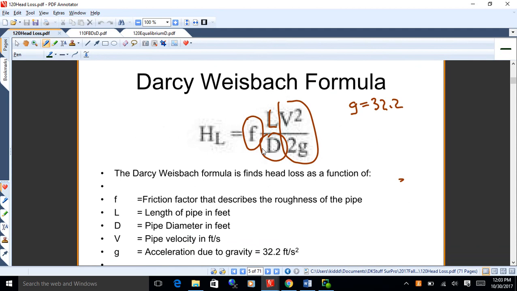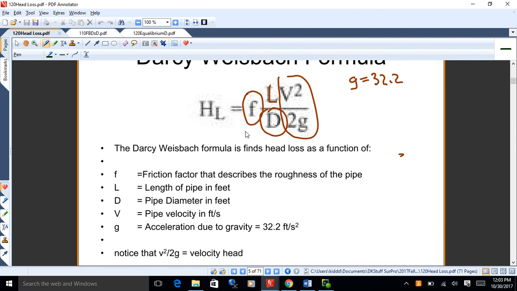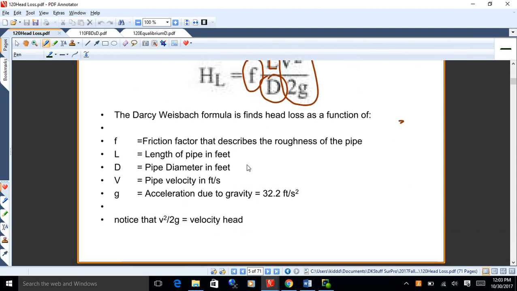Head loss is v squared over 2g, which is velocity head, times the length divided by the pipe diameter, times a friction factor, which describes the roughness of the pipe. The hardest number to get in this formula is the friction factor.